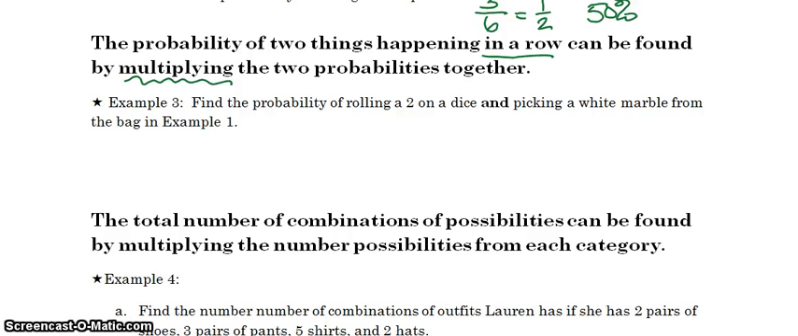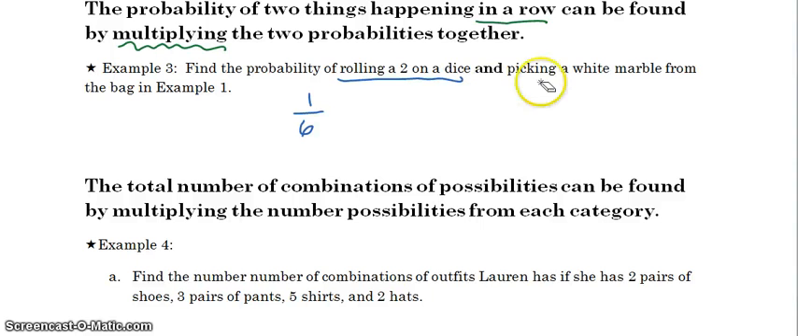So we'll do it just like we were doing, but we're going to do it twice and multiply them together. So find the probability of rolling a 2 on a dice and picking a white marble from the bag in example 1. So we'll take care of rolling a 2 on a dice. There's only 1 2 out of 6. Now let's go back up to our first problem. You have it there on your paper. They want us to go back and see what was the probability of picking a white, and that was, after we simplified, 1 in 7.